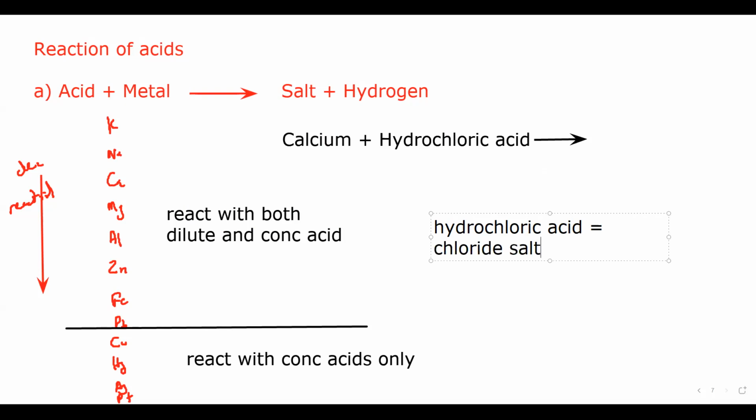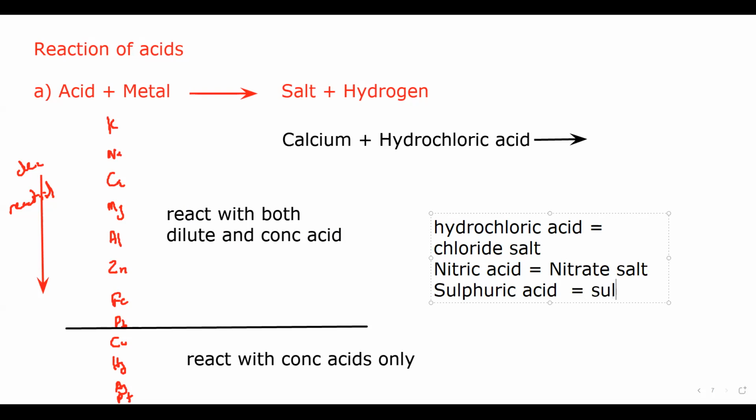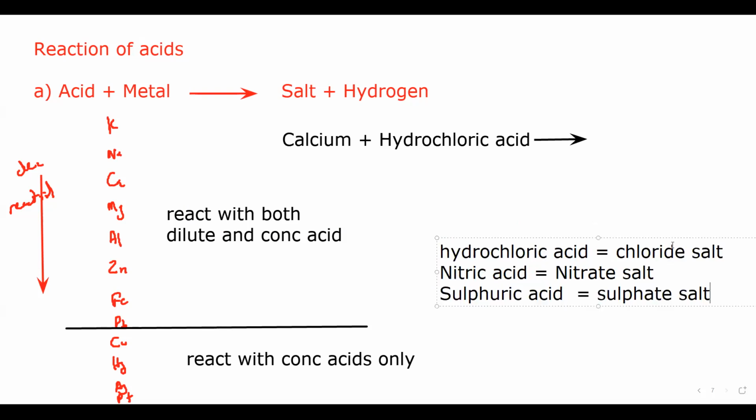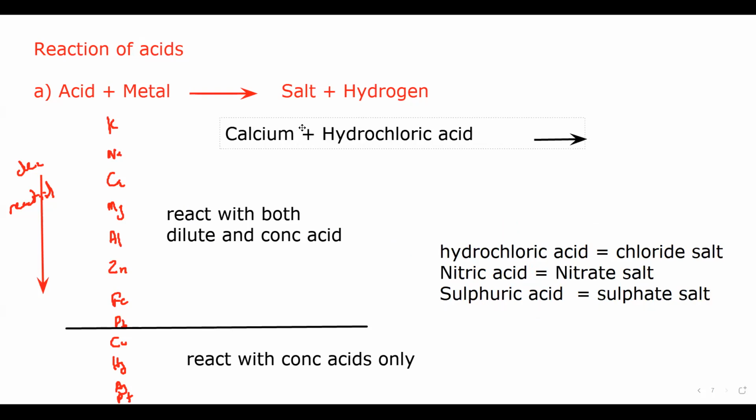If it is nitric acid, this will give a nitrate salt. And if it is sulfuric acid, this will give a sulfate salt. These are the salts we commonly prepare. So hydrochloric acid gives a chloride salt, nitric acid a nitrate salt, and sulfuric acid a sulfate.